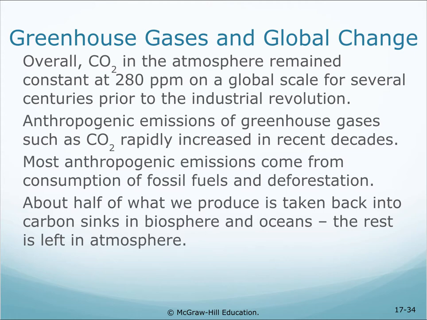Overall, CO2 in the atmosphere remained constant at 280 ppm on a global scale for several centuries prior to the Industrial Revolution. Anthropogenic emissions of greenhouse gases such as CO2 rapidly increased in recent decades. Most anthropogenic emissions come from consumption of fossil fuels and deforestation. About half of what we produce is taken back into carbon sinks in the biosphere and oceans, and the rest is just left in the atmosphere.